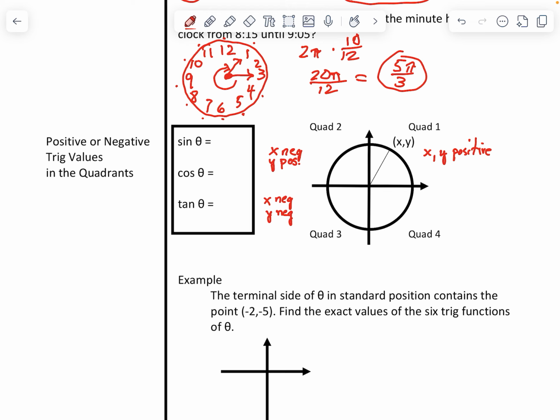Over here to the left of the y-axis x is negative, and down below the x-axis y is negative. And then here in the fourth quadrant, x is positive again, but y remains negative. So if you notice, everything above the x-axis is when y is positive, and everything below is when y is negative.